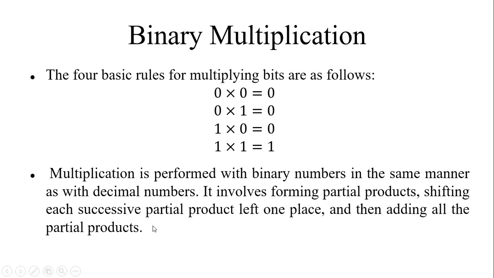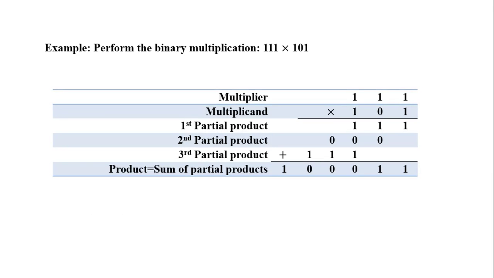So let's elaborate this by an example. This is the same manner as we apply in the decimal number system for multiplication. This is the multiplicand, and this is the multiplier. We multiply the first bit of the multiplier with the multiplicand, so we generate 1 1 1. This is the output of the multiplication, the product. This is the first partial product.